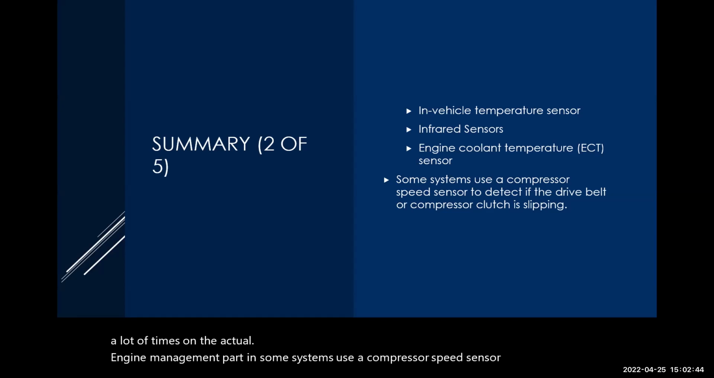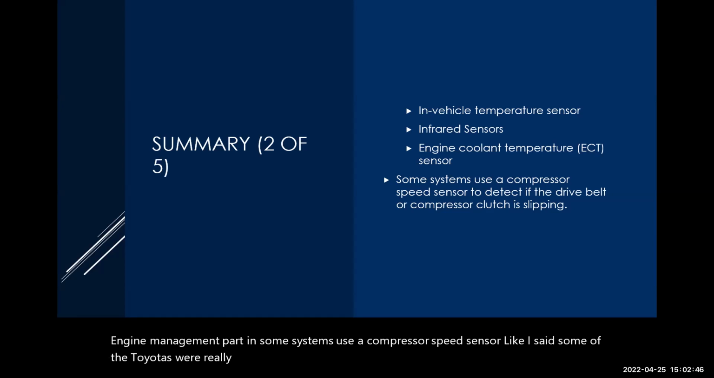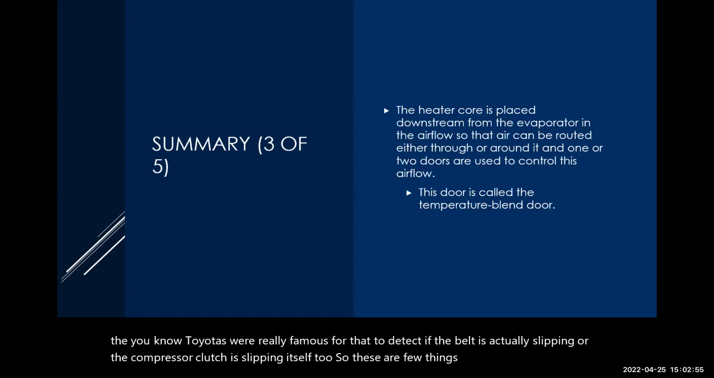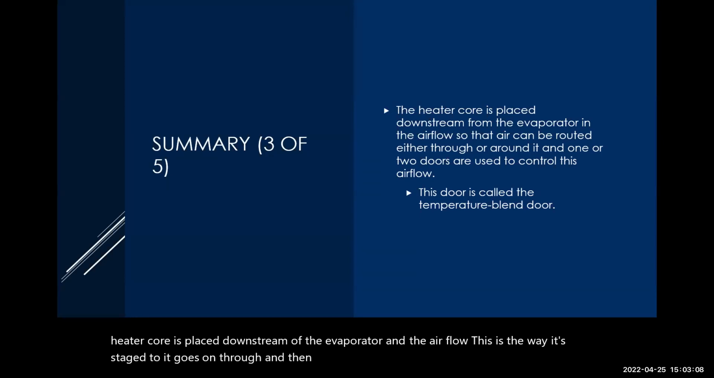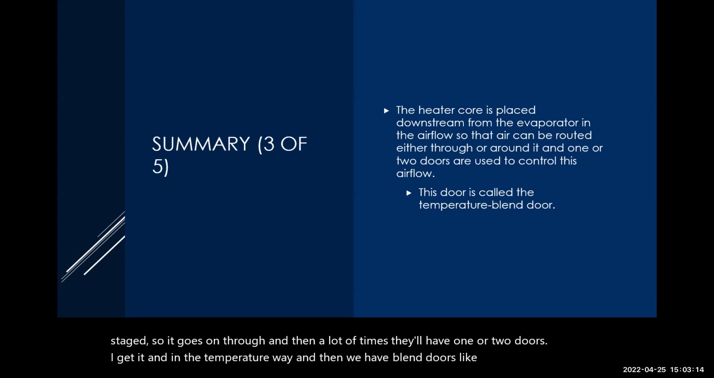Like I said, some of the Toyotas were really famous for that, to detect if the belt is actually slipping or the compressor clutch is slipping itself too. So these are a few things that could happen. The heater core is placed downstream of the evaporator in the airflow. This is the way it's staged, so it goes on through. And then a lot of times we'll have one or two doors to actually get it to the temperature we want. And then we have blend doors, like we've talked about before.